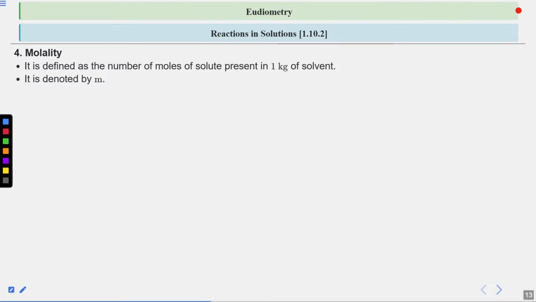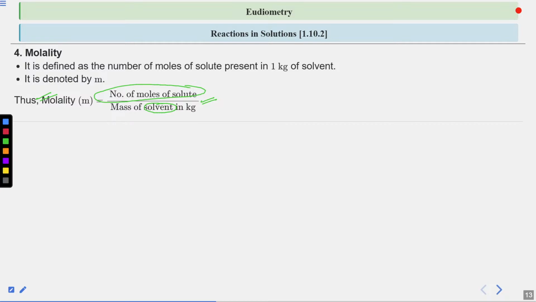So here we denote molality by small m. Molarity was denoted by capital M, and molality is denoted by small m. There is only one letter difference in the pronunciation of molarity and molality, L and R. Therefore, we can write the formula as number of moles of solute divided by the mass of solvent in kg. Okay. So this is the way we can calculate the molality. See, we have taken the mass of solvent and its unit should be in kg.